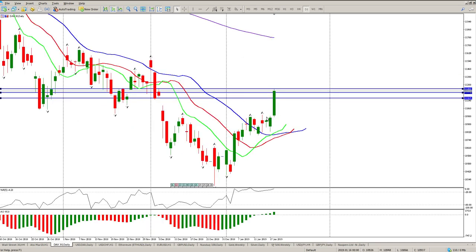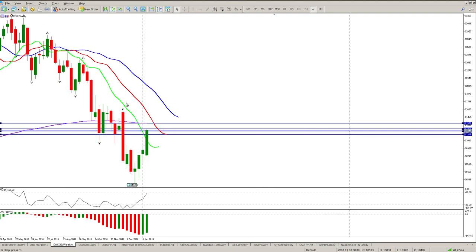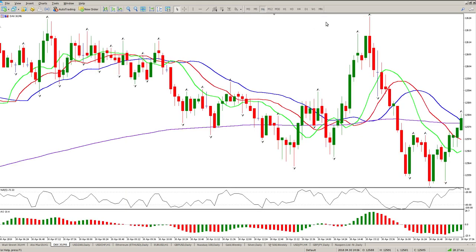This is just giving me too many warning bells. It's a daily exhaustion bar as far as I'm concerned into an area, and I suppose the most logical thing to watch out for would be this 200 moving average on the weekly, because there's nothing really else on the weekly to stop it. Okay, so yeah, that's my view on the DAX today.